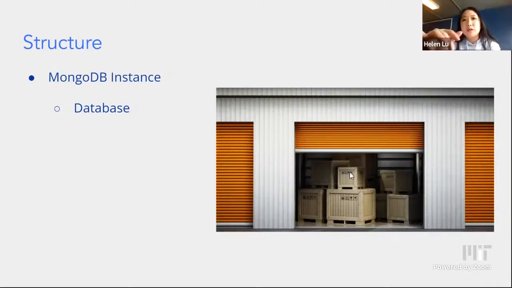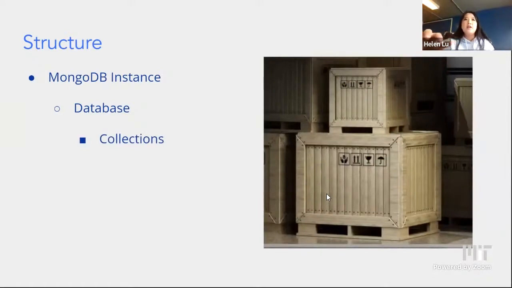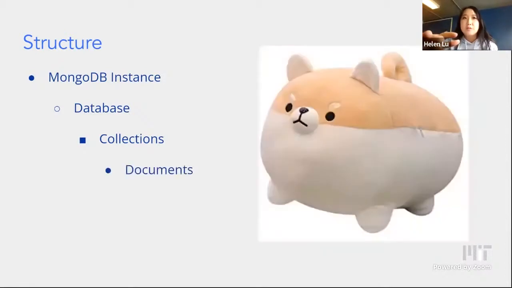Within these storage units, we have boxes that store things that are of the same type. These boxes are analogous to what we call collections in MongoDB. Collections store objects or documents that have the same structure, and we'll define more clearly what it means for objects or documents to have the same structure later on. And the objects stored in the boxes are known as documents.